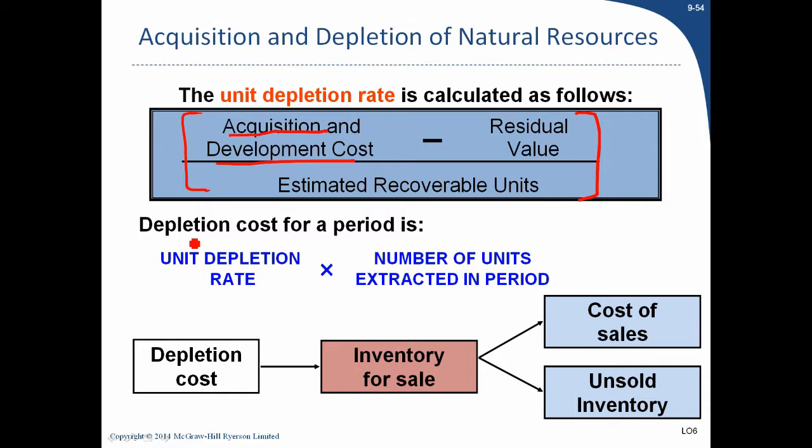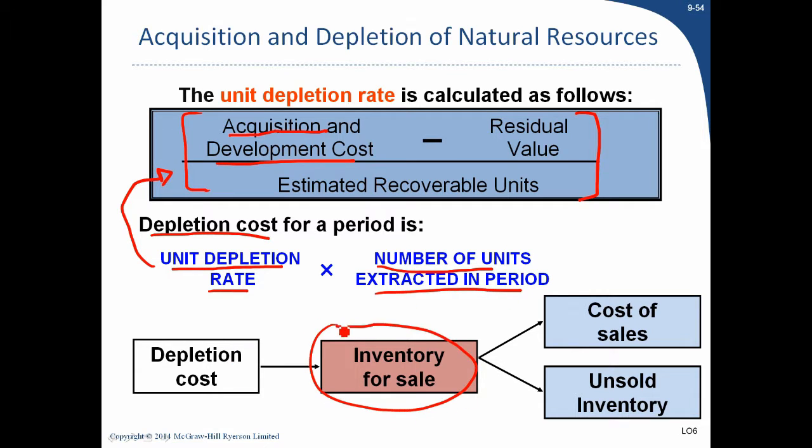So here's the other interesting thing. The depletion cost for a period is the unit depletion rate, the rate calculated here, however many dollars per barrel of oil, times the number of units extracted in the period, times number of barrels of oil. Nothing surprising. But that actually gets held in inventory. The debit moves from the natural resource to inventory because we are in the business of selling oil or selling coal. A little bit different than our depreciation expense, which is expensed immediately.